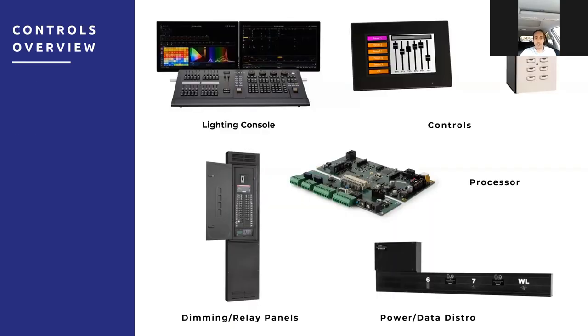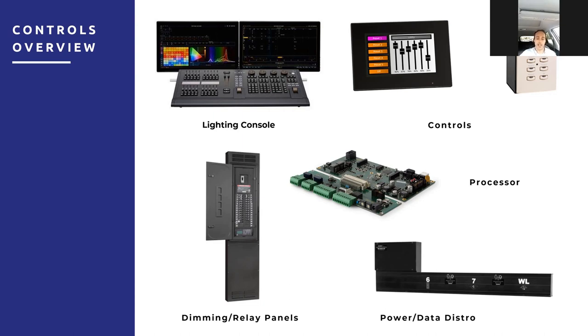All right, we're gonna jump into the controls overview. Controls have really five main parts that we mainly see in a high school. There are other components that we will also touch on, but they consist of a lighting console, which a user operator controls the light fixtures from, and controls such as entry stations or touchscreens. A touchscreen is just a smaller version of the lighting console, with fewer features but easier to use.